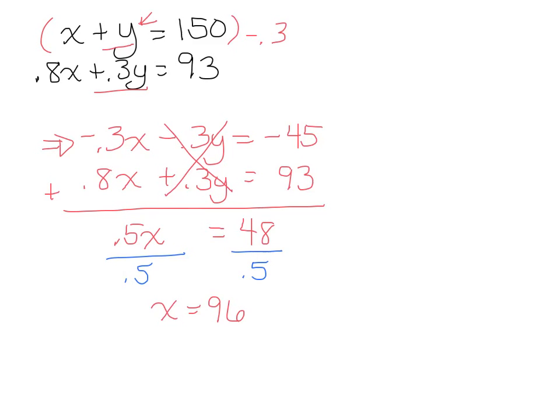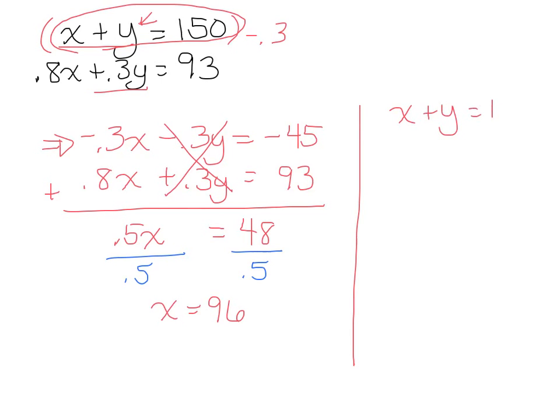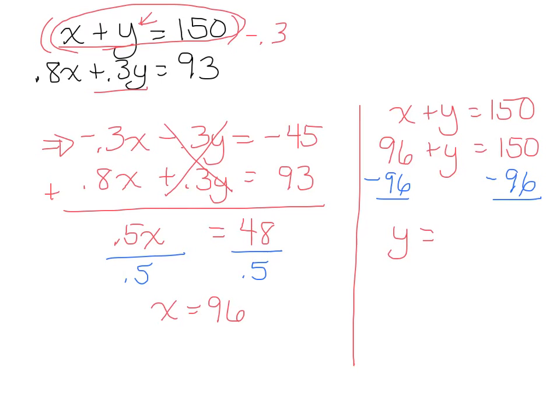Now I can take x equals 96 and plug it into my first equation of x plus y equals 150. So I'm going to subtract 96 from both sides, and I find y equals 54. So we need 96 liters of the 80% solution and 54 liters of the 30% solution.